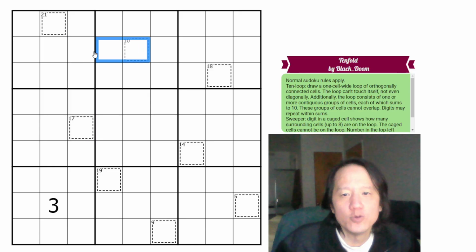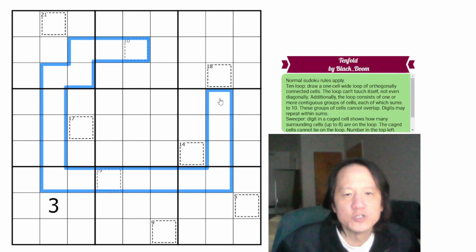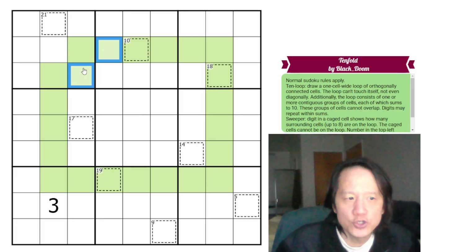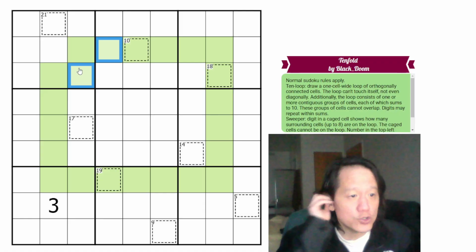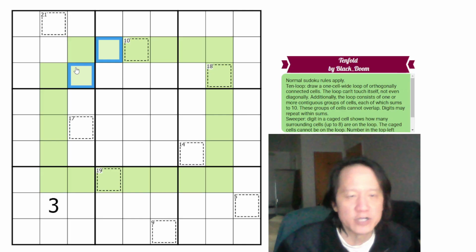So for a loop, orthogonally connected cells basically means that they just have to share an edge. So the loop has to be a 1-cell wide loop of orthogonally connected cells, which means that every cell on the loop must touch 2 and only 2 other cells on the loop orthogonally, and it must share an edge.